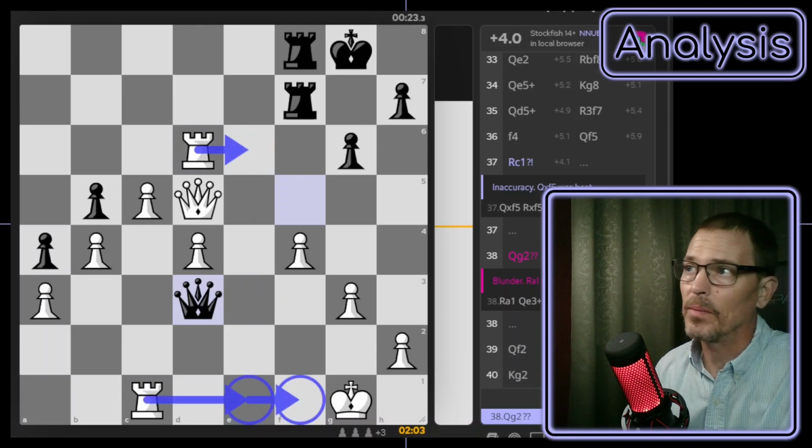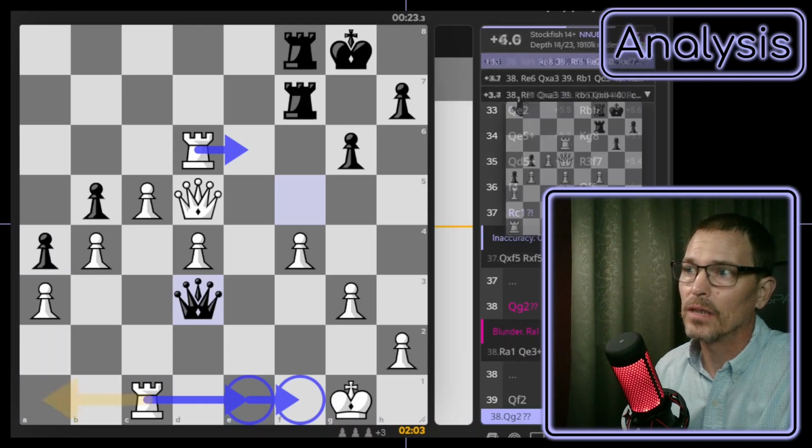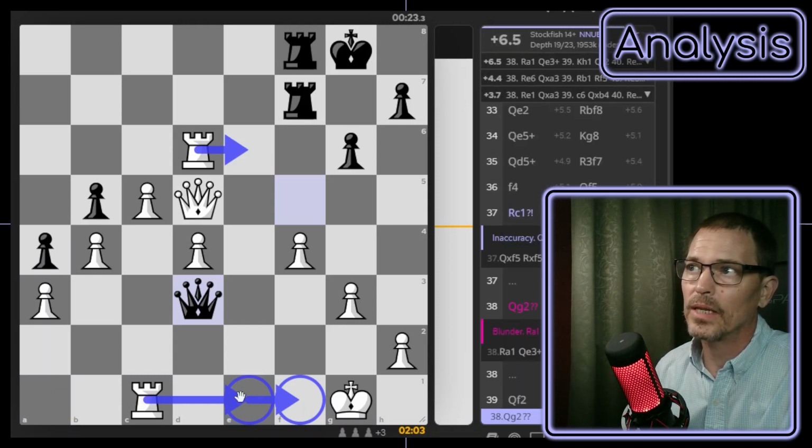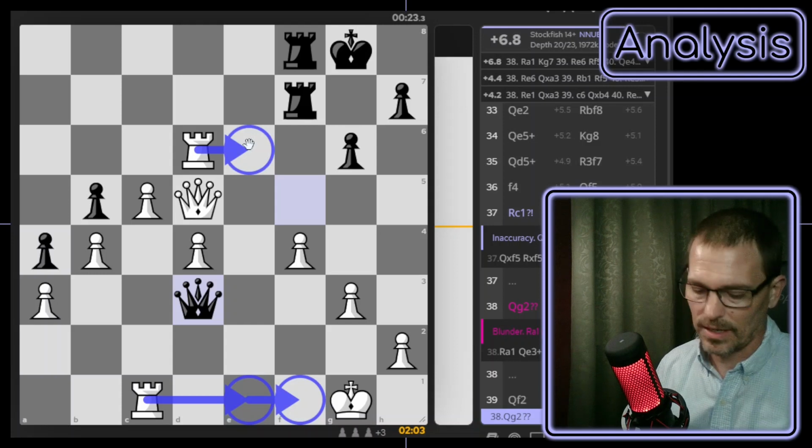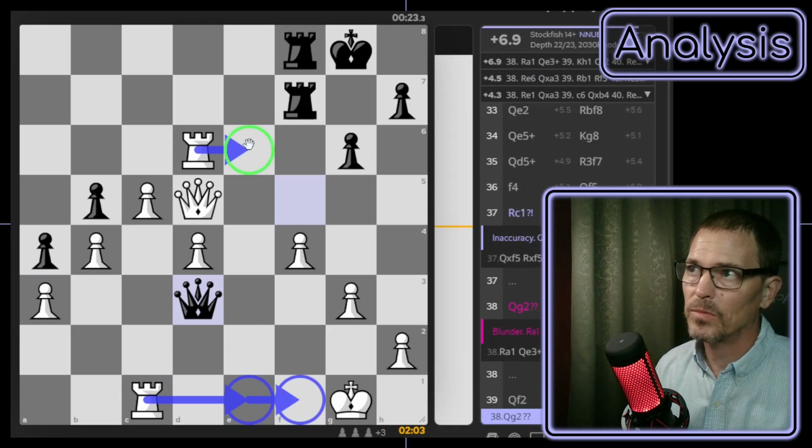I don't know what I did play. I can't remember, but it was okay. Rook to e1 is listed, and rook to e6 is listed. Okay, that's my second best move, rook to e6. My third best move is rook to e1. Okay, but not f1 for some reason.